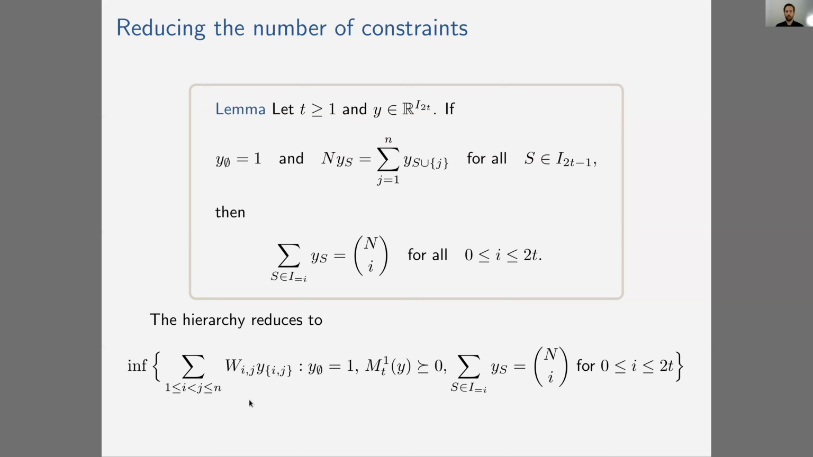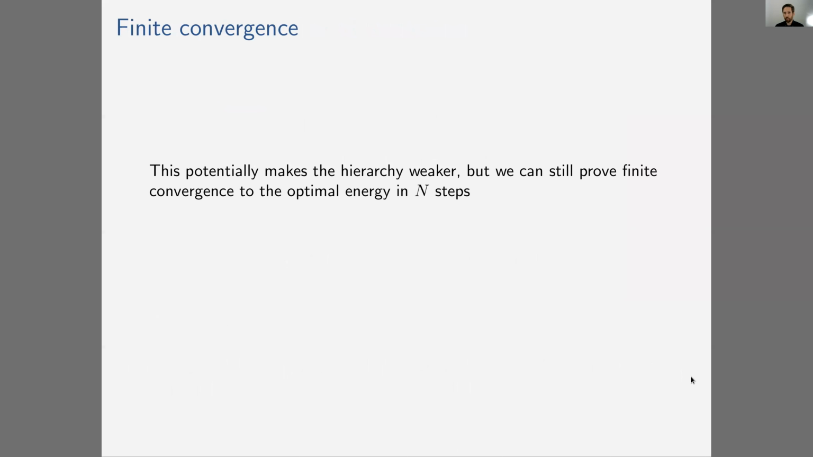Because I've never been able to prove the reverse of this lemma, strictly speaking, we don't know that this hierarchy is as good as the previous hierarchy that we wrote with localizing matrices. So this potentially makes the hierarchy weaker, but we can still prove finite convergence to the optimal energy in at most capital N steps, where capital N is the number of particles.